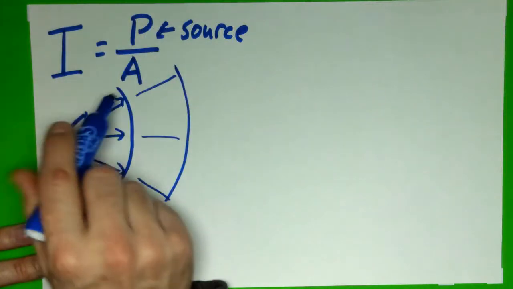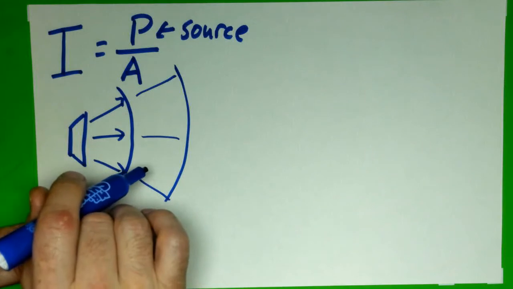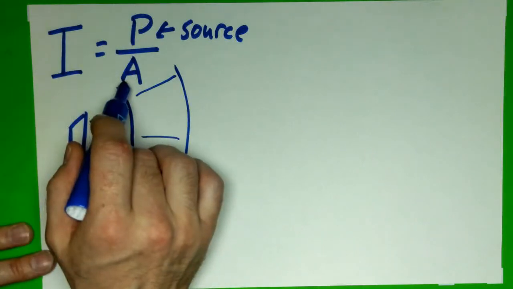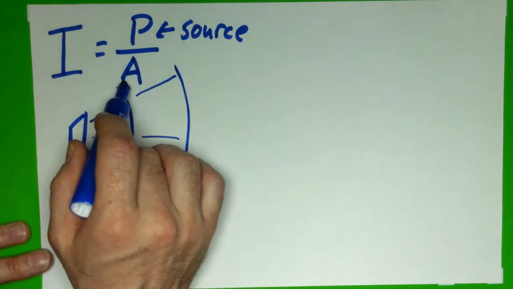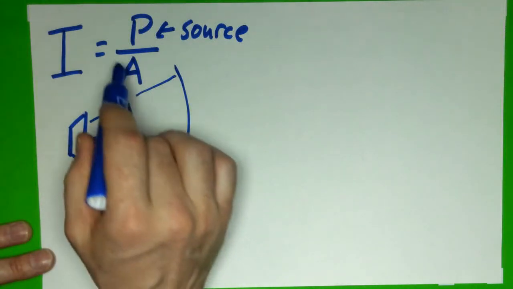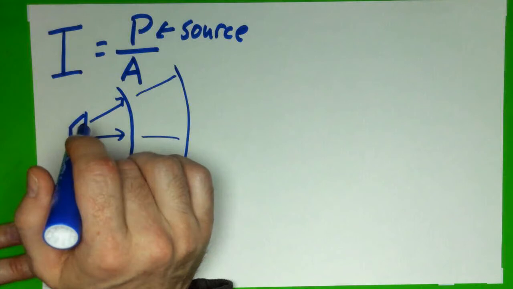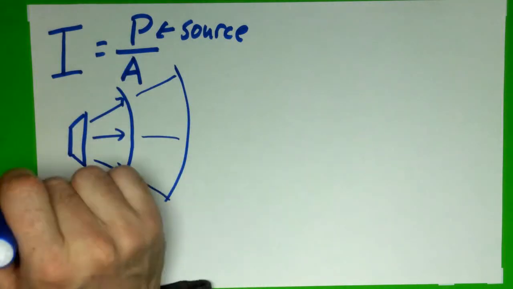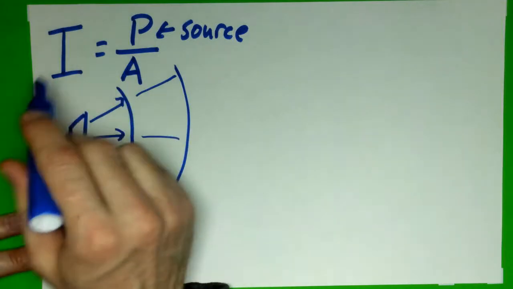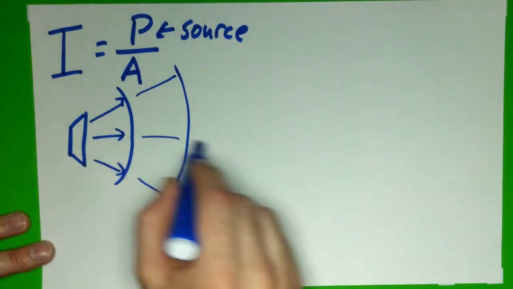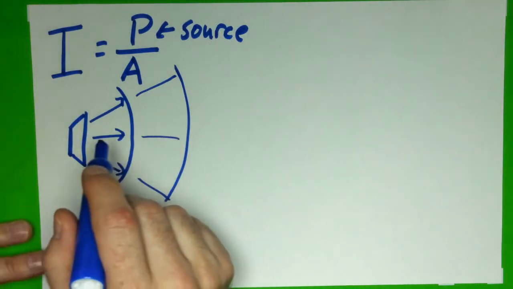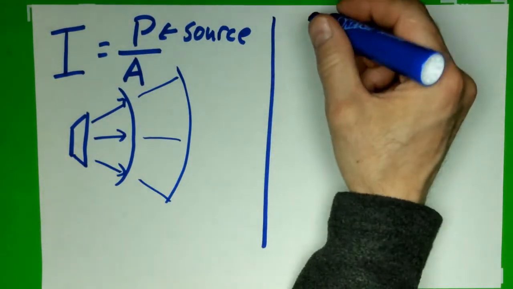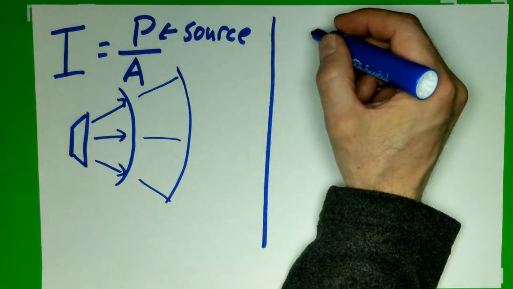So intensity is dependent on the source. If you keep everything the same, the area the same, but you double the power, you'll double the intensity. But if you double the radius from the point you're going to reduce the intensity by 1/4, because the area is proportional to r squared for a spherically symmetric shape. So that's intensity.